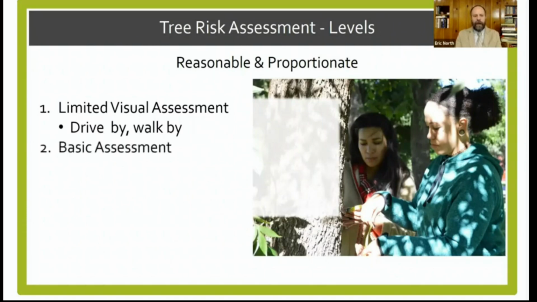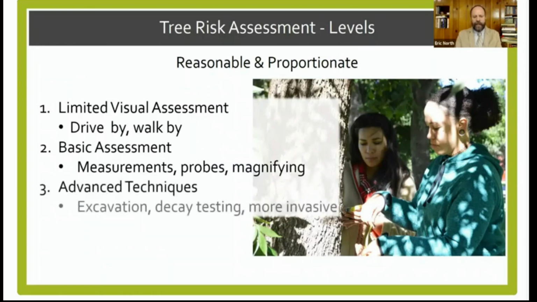Basic assessment, you start measuring. That's what these two women are doing in this picture. They're taking measurements of this tree. They're maybe using some probes and some magnification to look a little bit closer. And then you have more advanced techniques where you're doing excavation, maybe of the soil, maybe you're doing some decay testing, much more invasive in terms of these techniques, and typically more time consuming.